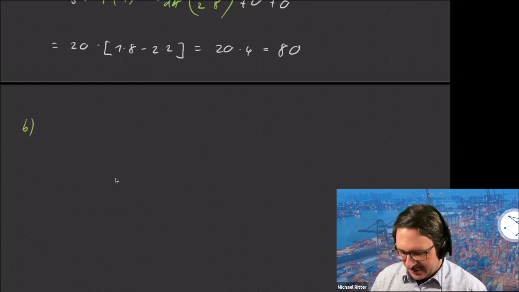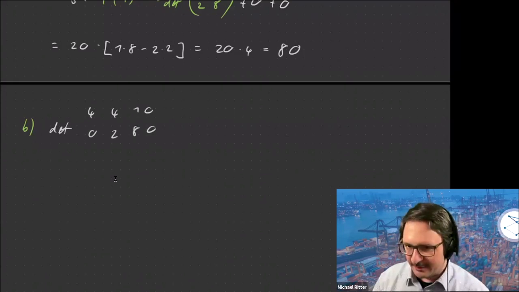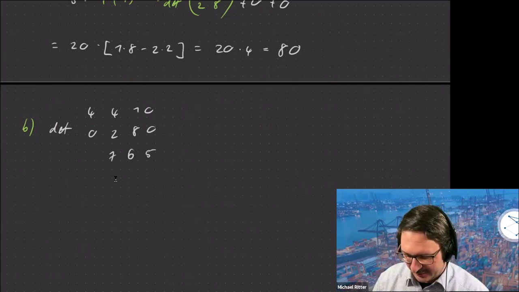So in B, we are asked to compute the determinant of, let's see, 4, 4, 1, 0, 0, 2, 8, 0, 9, 7, 6, 5. That's a 9 here, it's not very clear. And 0, 1, 2, 0.